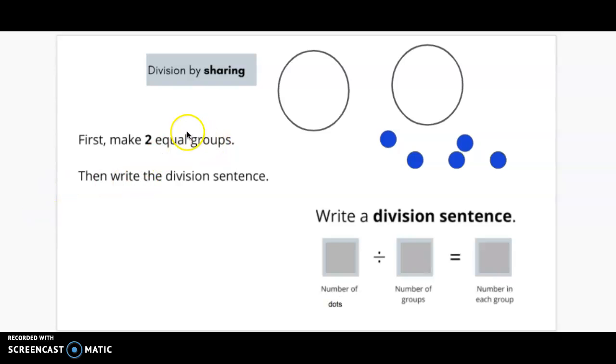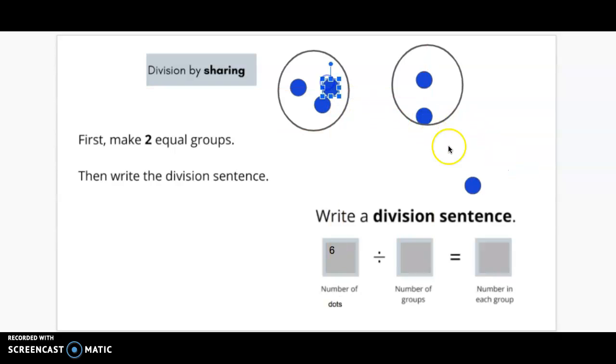I'll do one more. First make 2 equal groups and then write the division sentence. So I've got 1, 2, 3, 4, 5. Should be 6 there. All right, so 6. I have 6 dots. And now I'm going to share them equally. 1 there, 1 there, 1 there, 1 there, 1 there, and 1 there. So I divided them into 2 equal groups, and there are 3 in each group.